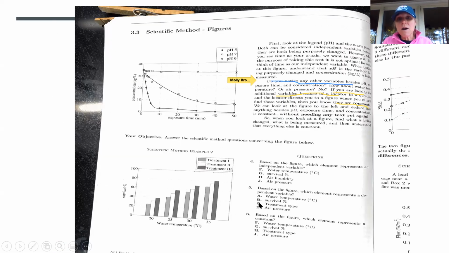Sorry. All right, so based on the figures, which element represents a constant? Okay, so we know it's not water temperature. We know it's not survival percentage because we know that's your independent and your dependent. So it could be treatment type or it could be air pressure. But since we see treatment type on there and it is obviously changing, it's not a constant. So we can only assume that the right answer is J, air pressure. Everybody understand why? Hope so.